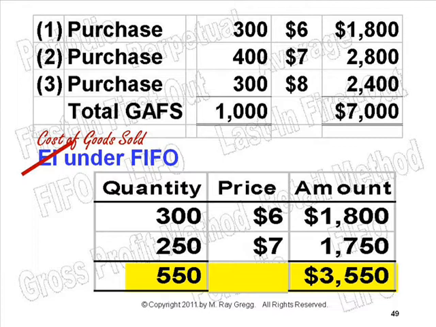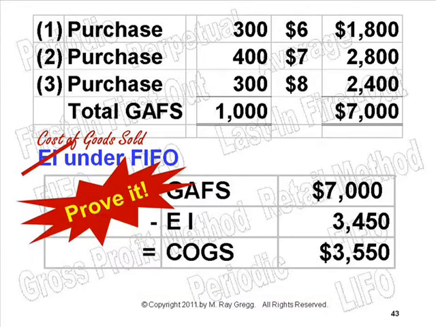250 cost us $7 each. 250 times 7 is $1,750. That sum of $3,550 is the cost of 550 units which were sold. That $3,550 is the same number we got when we use the formula we recite. Goods available for sale minus ending inventory was $3,550. We got it two different ways. Cost of goods sold under the FIFO assumption is $3,550.